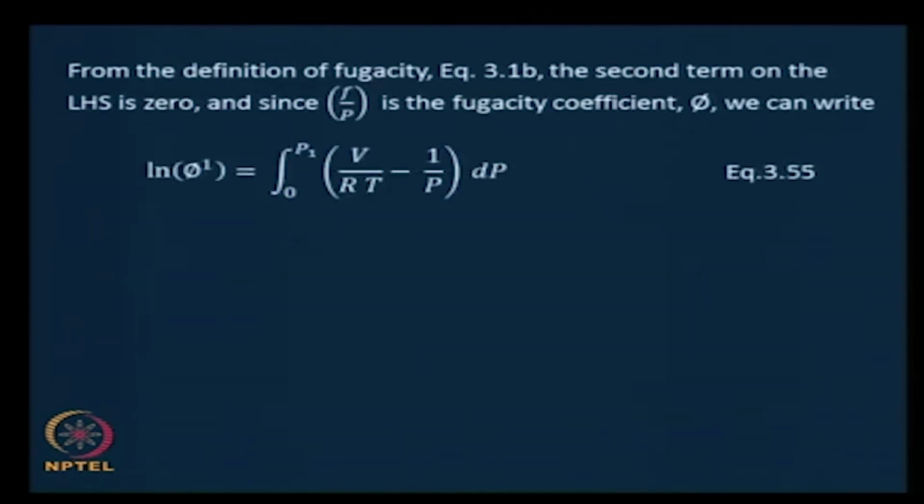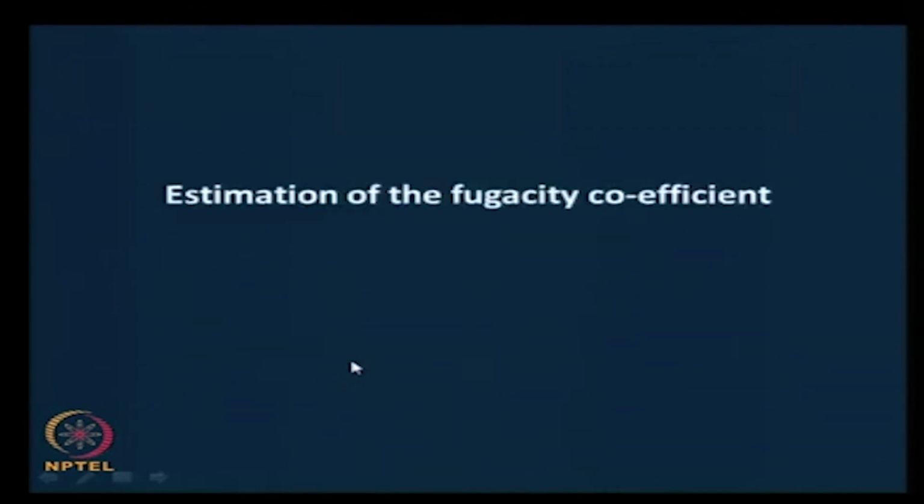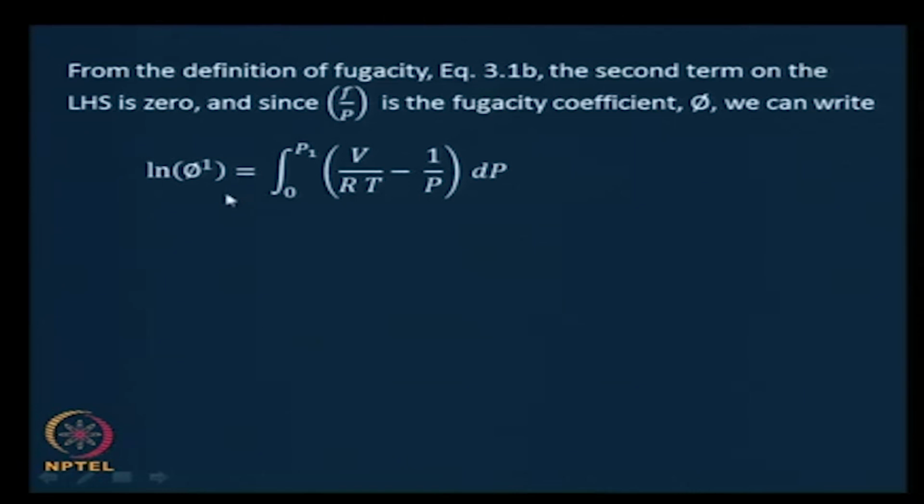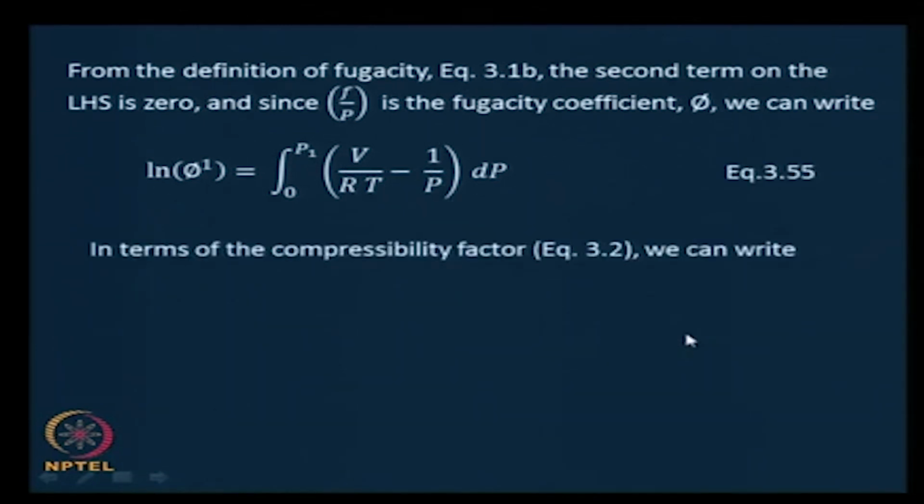Okay, then we figured out how to get at the fugacity coefficient from the PVT data, and this is the final expression: ln of Phi1, the fugacity coefficient at 1, is the integral from 0 to P1 of (V by RT minus 1 by P) dP. This we had derived, and in terms of the compressibility factor it is nothing but the integral from 0 to P1 of (Z minus 1) by P dP.